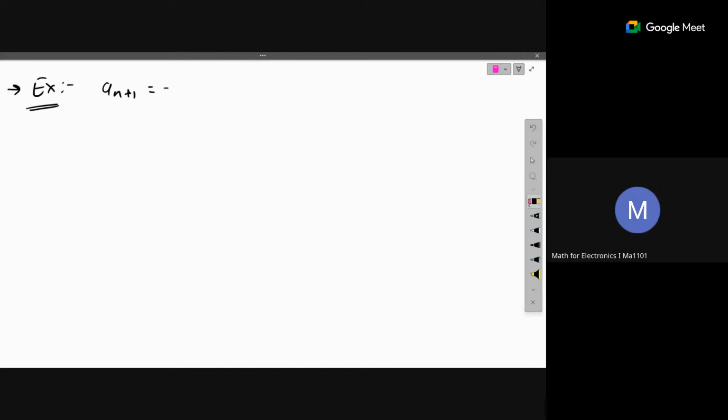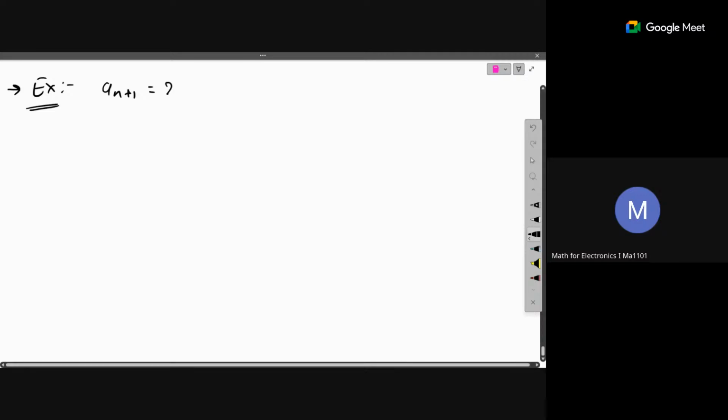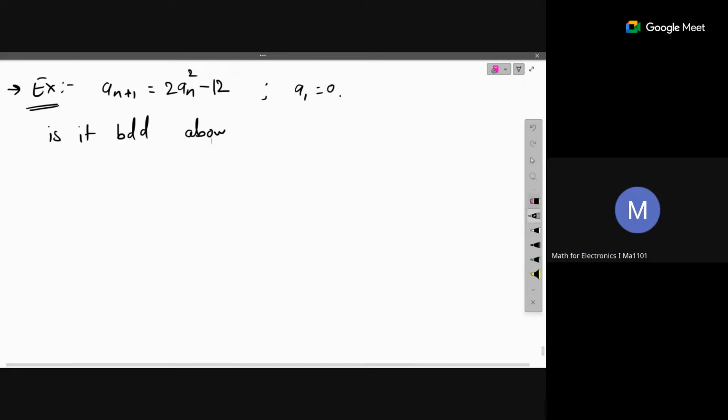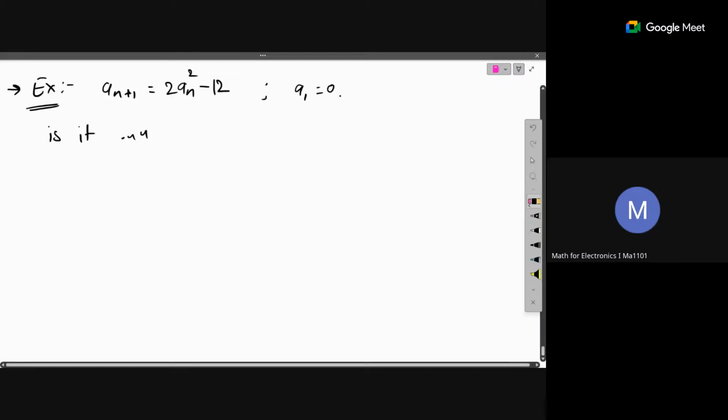Okay, so see. an plus 1 is equal to 2an square minus 12. Let's take this one with a1 equal to 0. If you consider this sequence, then obviously it's a recursive sequence. So is it bounded above? Sorry, first thing, is it increasing or decreasing? Can you guess?